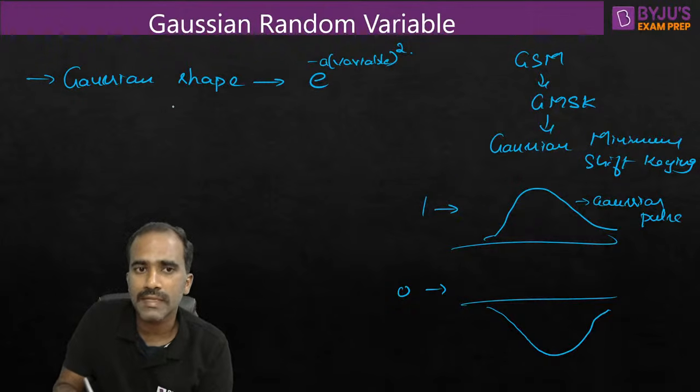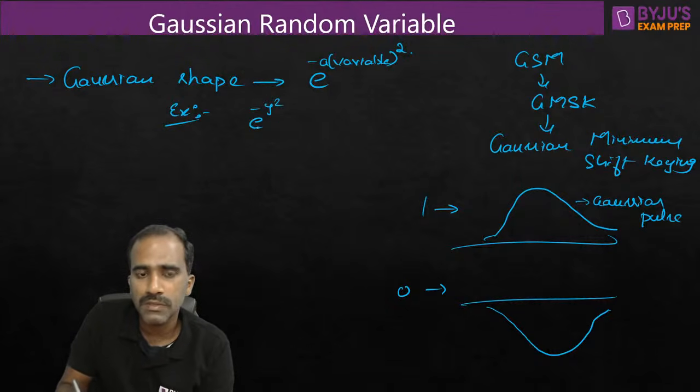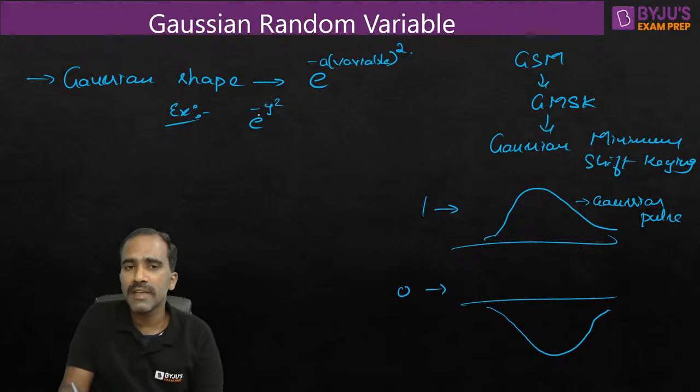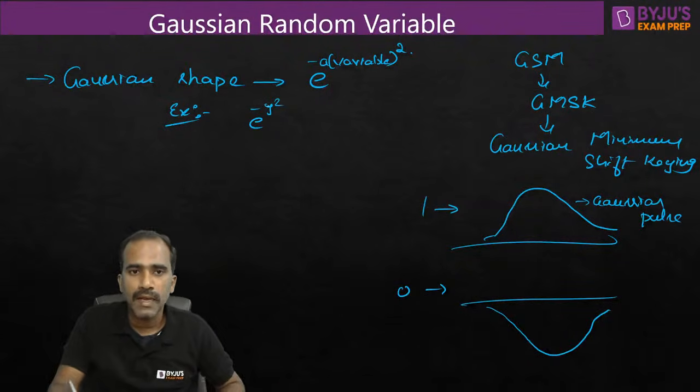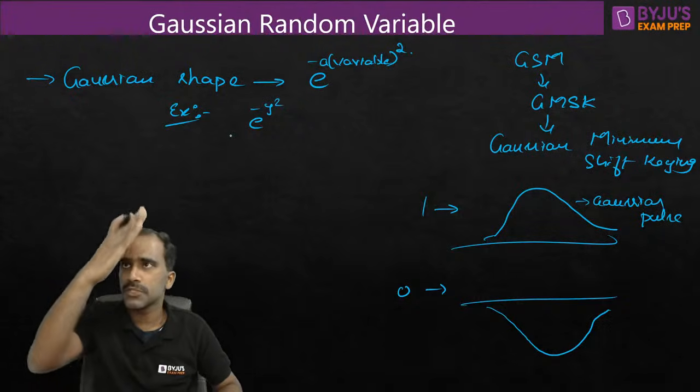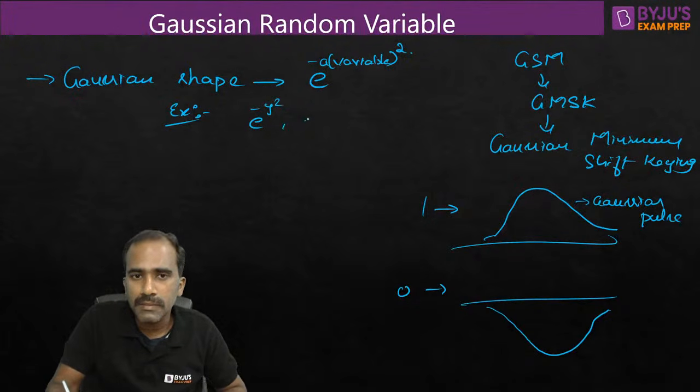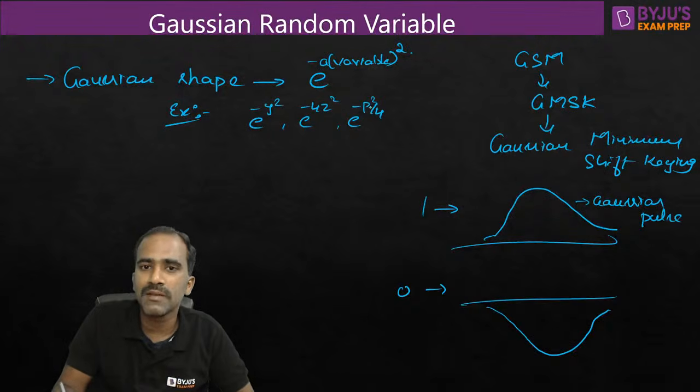I'll give you some examples. E to the power of minus y square. In the power, the minus sign should be there. If there is no minus sign, it will not be decreasing on both sides. And the variable should be squared. If the variable is not squared, it will be an exponential function, exponentially decreasing or increasing. Some other examples: e power minus 4z square; e power minus p square divided by 4, if p is the variable. If p is a constant, then this total thing is a constant and will not be a curve. If p is a variable, then this represents a Gaussian shape.